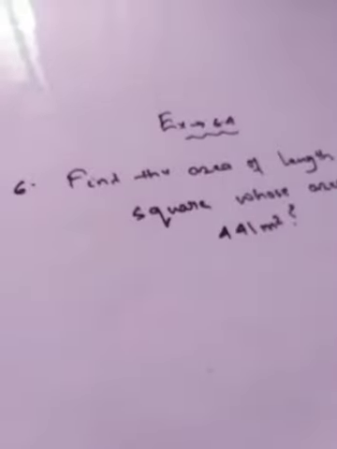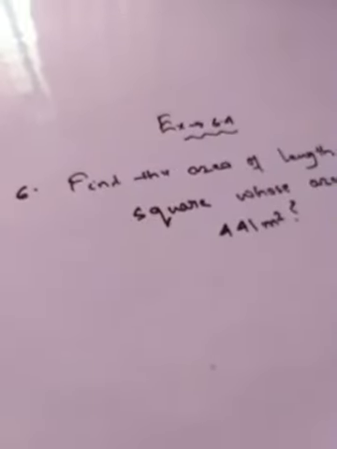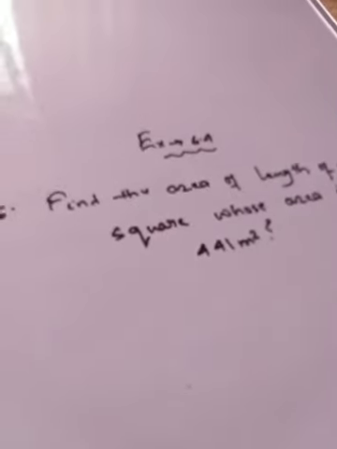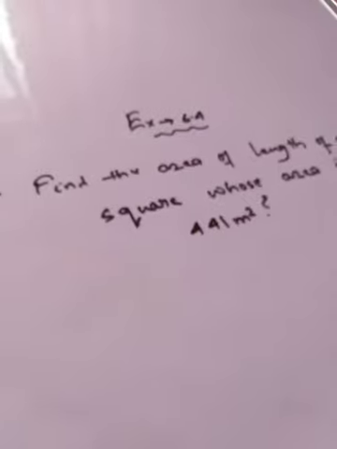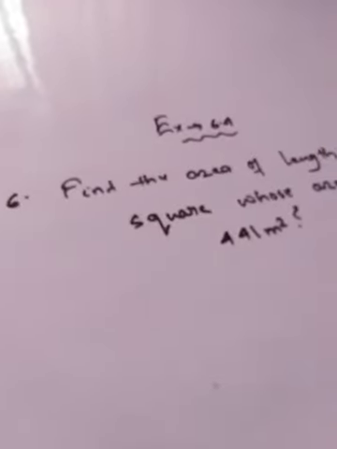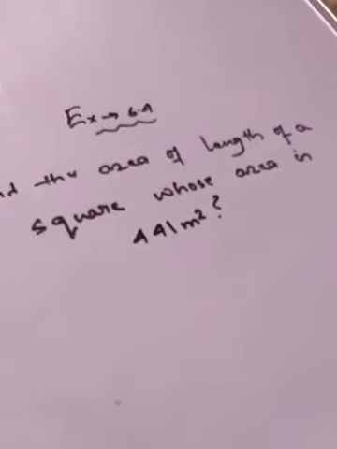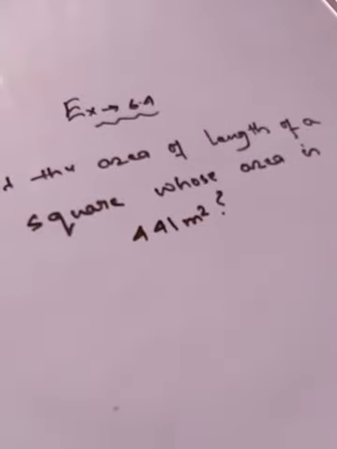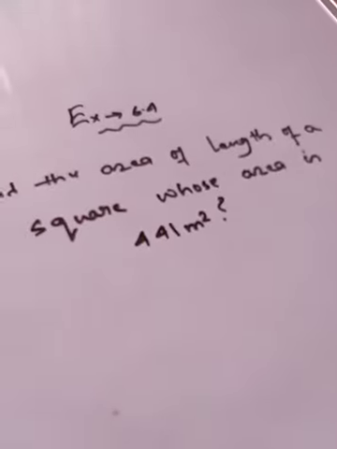Students, in this session, I will explain question number 6 of exercise 6.4 and question number 7. Now, let's see what is there in question number 6. Find the length of a square whose area is 441 meter square.